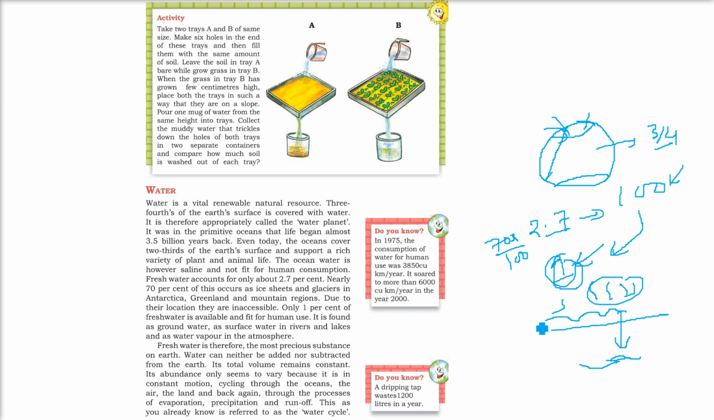Water is a fixed amount; you can neither add nor subtract anything in the water, because it is constant. We can only say that it is a water planet, that is, the abundance is there. But because the water is in motion, it changes its form because of evaporation, precipitation and runoff. This is known as the water cycle.